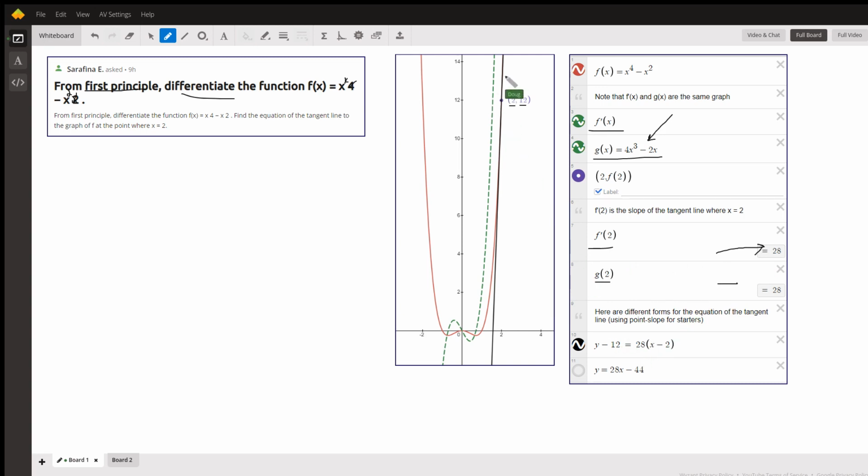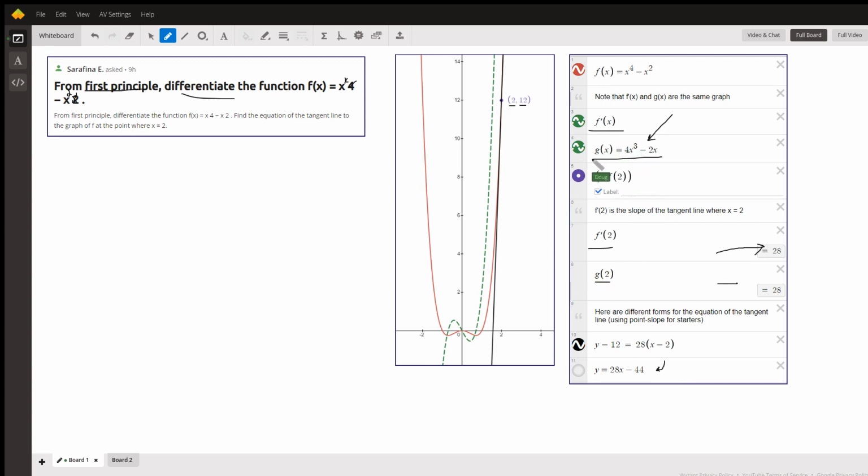And here is the equation of that tangent line using point slope. I know the point (2, 12) and I know the slope is 28. So y minus the y-coordinate of the point equals the slope times the quantity x minus the x-coordinate of the point. And if you simplify that, you get slope-intercept form. Okay, so there's the equation of the tangent line.